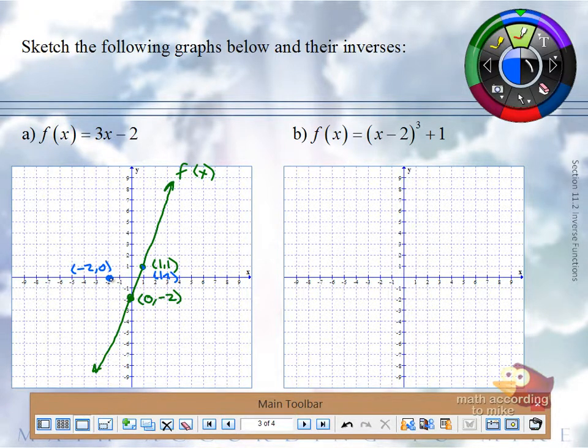2 points make a line. So in blue is the graph of the inverse. And again, you should see a nice mirror image about the line y equals x. So it should look like it flipped over that line.